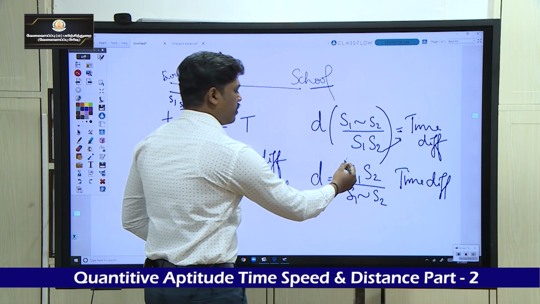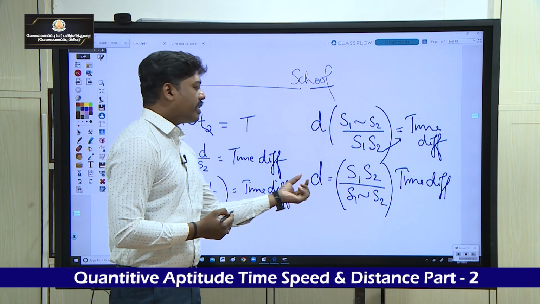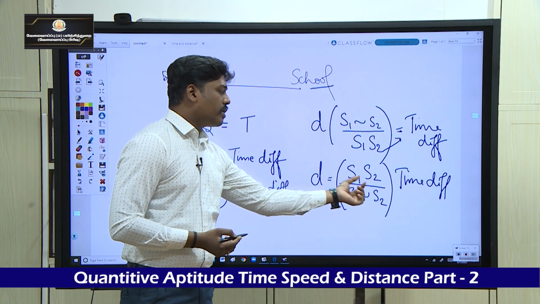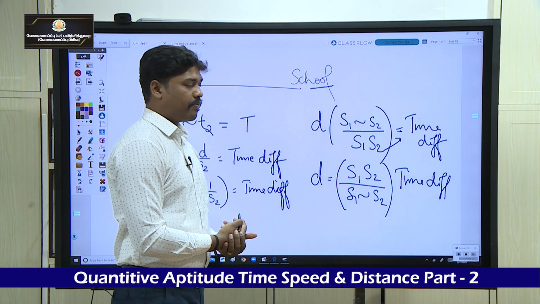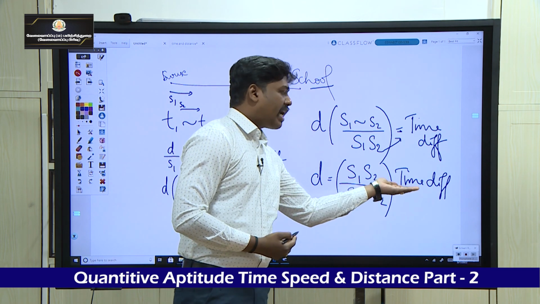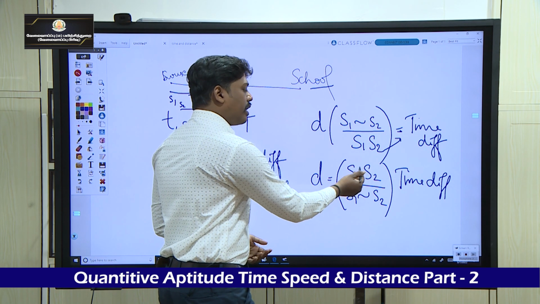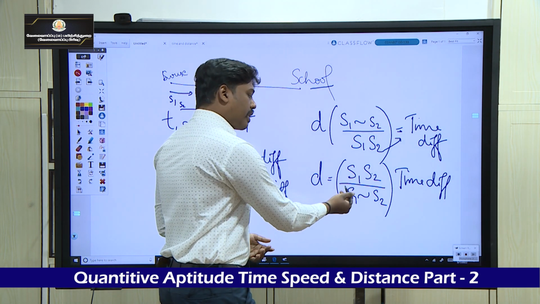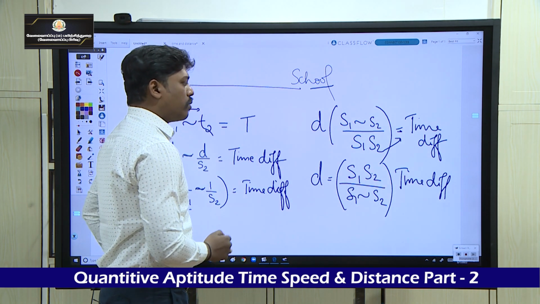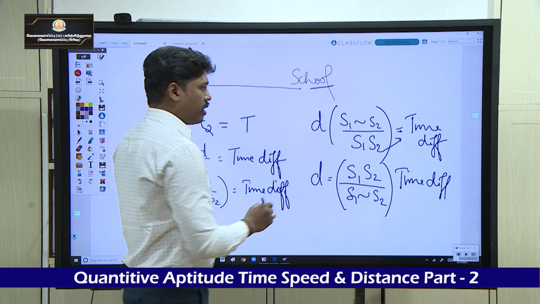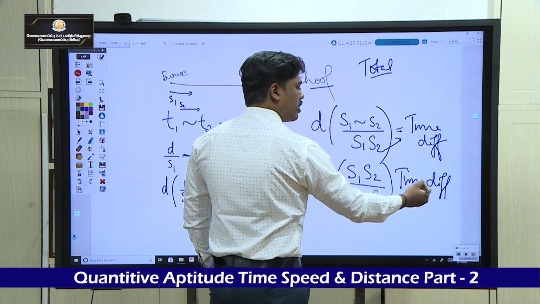Okay. So previous time, what we saw? We saw distance equal to S1 into S2 divided by S1 plus S2 into time. That was total time. So here it is time difference. So distance is equal to S1 into S2 divided by S1 difference S2 into time difference. So note the difference between two formulas there. That was total time and this is time difference.